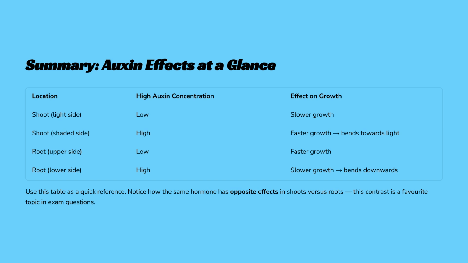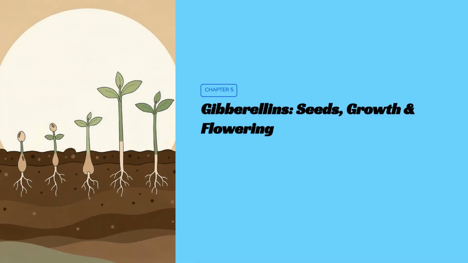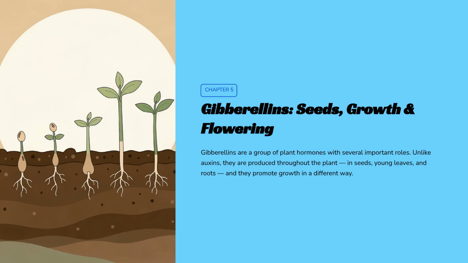This table summarizes the opposing effects of auxins in shoots and roots. This contrast, where the same hormone leads to opposite growth results, is a frequent topic in exam questions, so make sure you understand it.